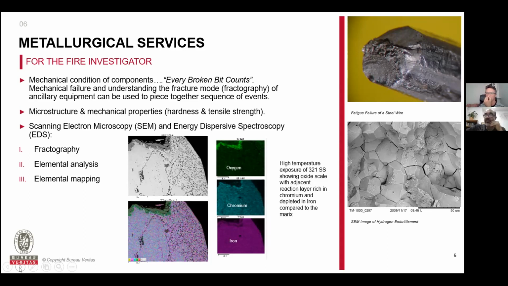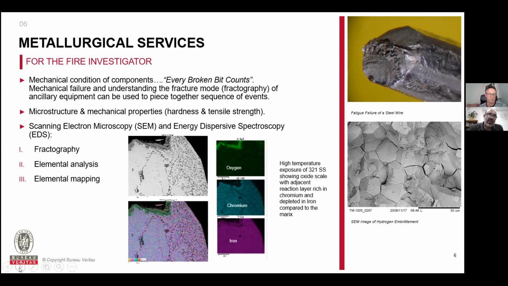Looking at fractography, for instance, components may fail by fatigue and then subsequently cause something else to let go, which then causes a fire. So that may have been the ignition source, while the root cause was something failing prior to that. We've seen it a number of times with fasteners and bolts, where they've failed by fatigue, something's let go, lubricants sprayed onto an engine bay or hot surface, and there's been an ignition. So as I said, microstructure and mechanical properties, hardness and tensile strength.